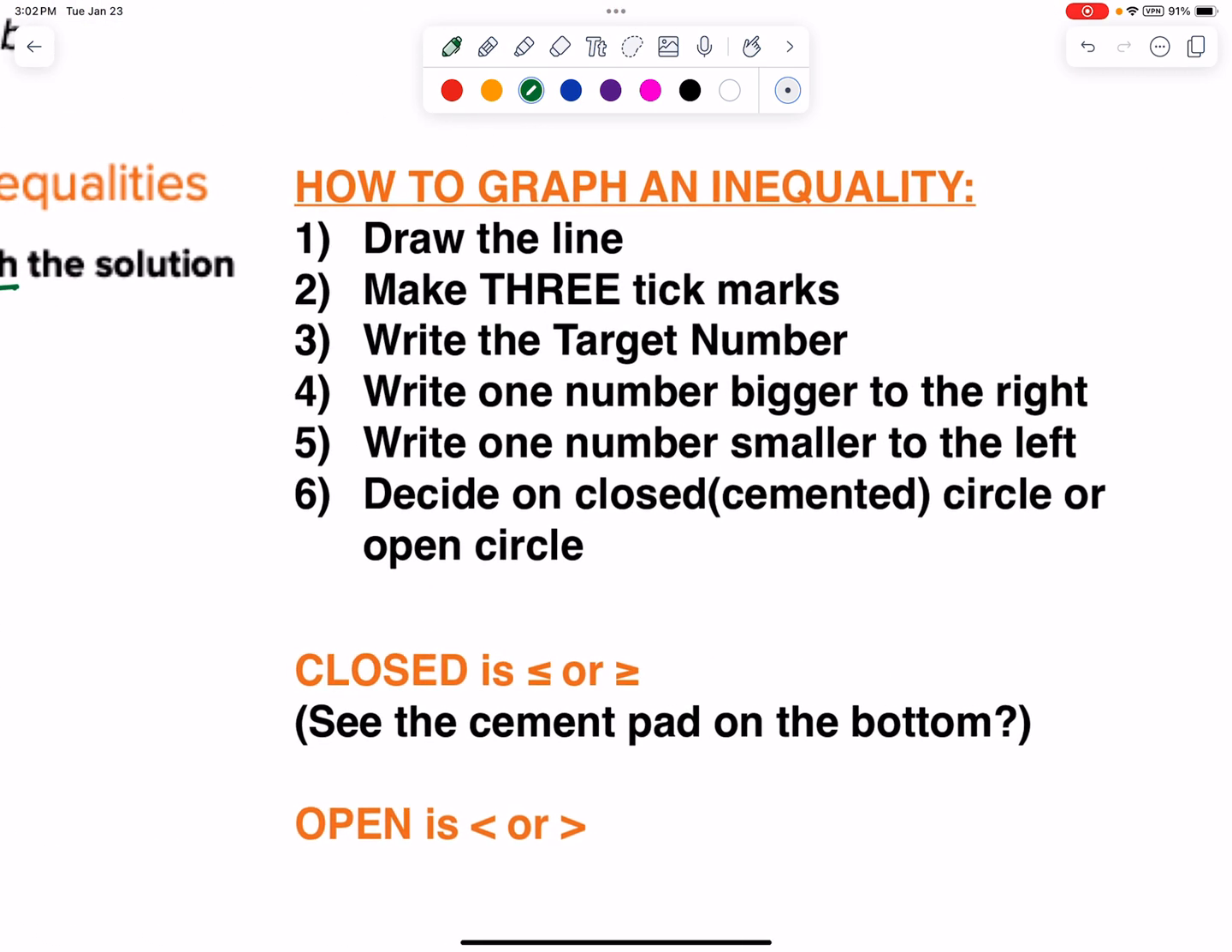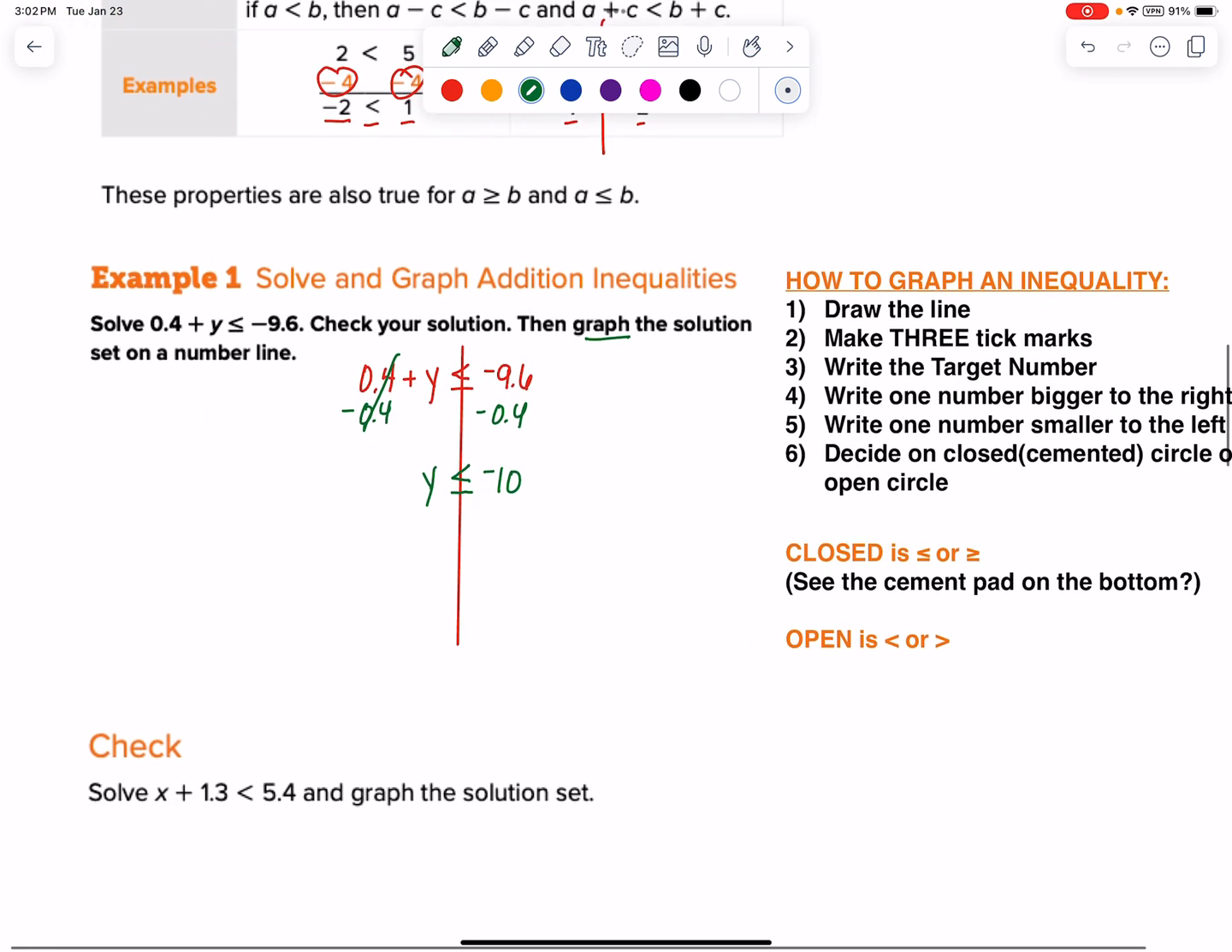So I made a little cheat sheet here. The first thing that you're going to do is draw the line, make 3 tick marks, write the target number, write a number bigger to the right, a number smaller to the left, and then decide whether it's a closed, cemented circle or an open circle. So let's go ahead and walk through that.